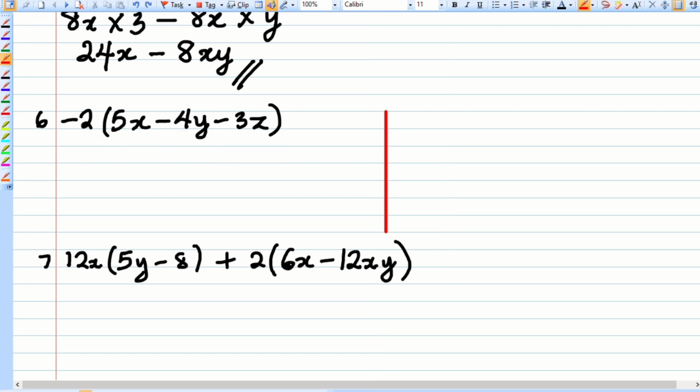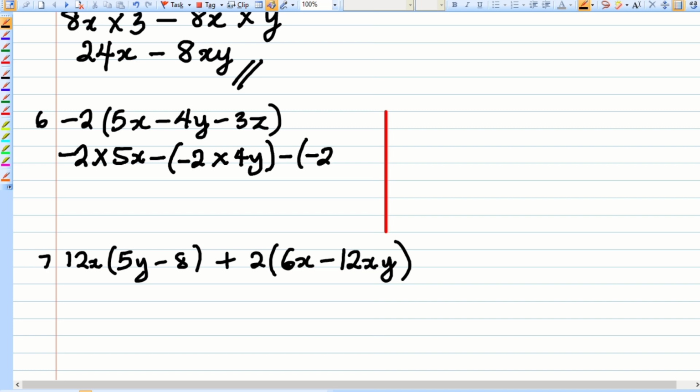So, this will be minus 2 times 5x. That's the first term. Then we have minus. Because there is a negative sign before 2, to separate it so we don't have signs everywhere, we want to put that in a bracket. So we have minus 2 times 4y. Then I have another negative sign, and to separate the negative 2 again, I have minus 2 times 3z.